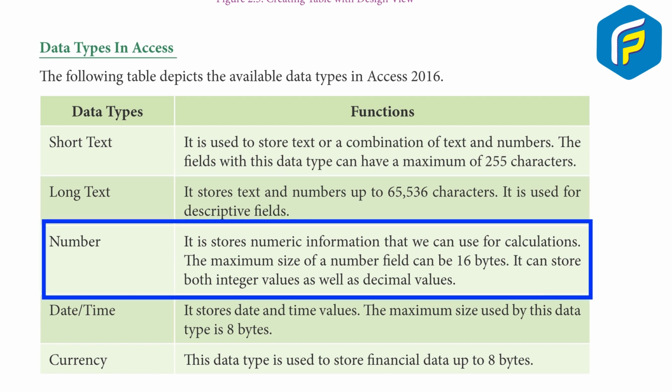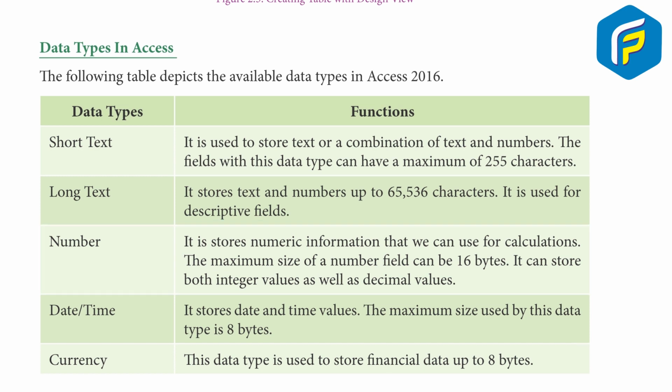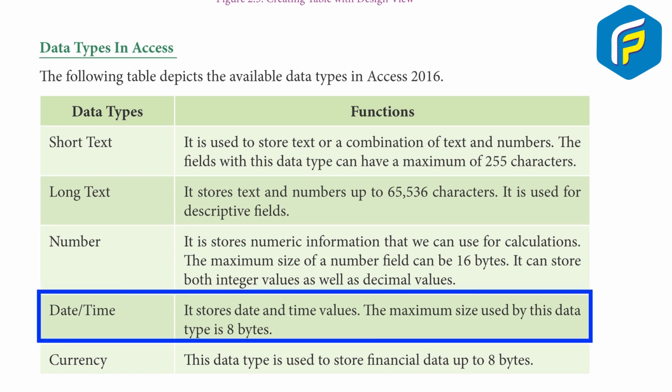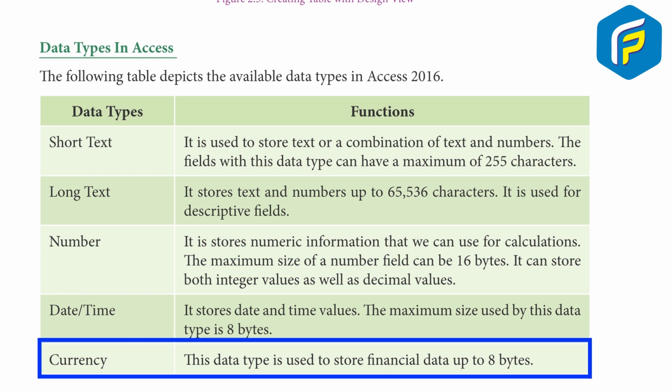Number. It stores numeric information that we can use for calculations. The maximum size of a number field can be 16 bytes. It can store both integer values as well as decimal values. Date/Time. It stores date and time values. The maximum size used by this data type is 8 bytes. Currency. This data type is used to store financial data up to 8 bytes.